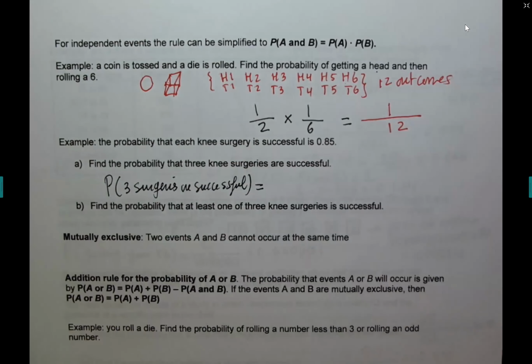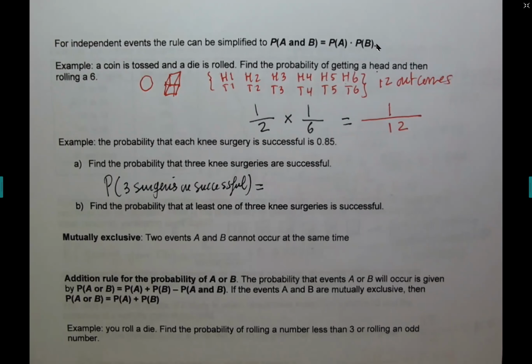How would you figure this out? Ask yourself this question, guys. Do you agree that the 3 patients are independent of each other? They're 3 different patients, 3 different knee surgeries. They're not related. They have nothing to do with each other. And the probability that each one of them will have a successful surgery is 0.85.